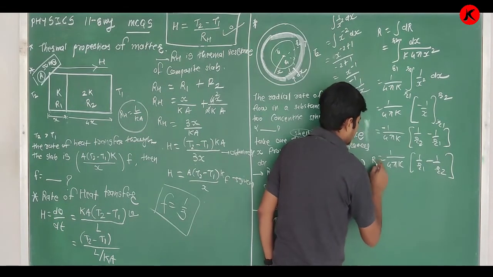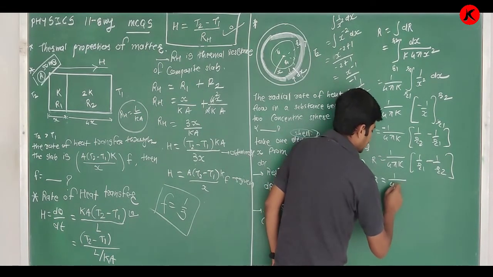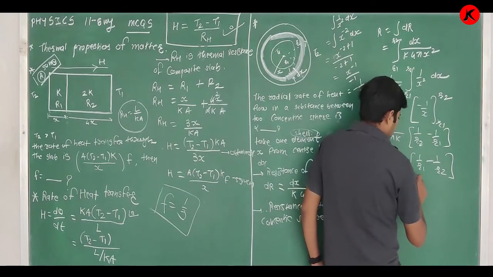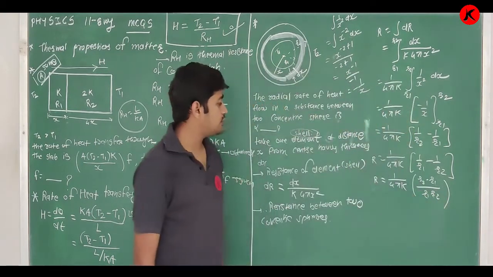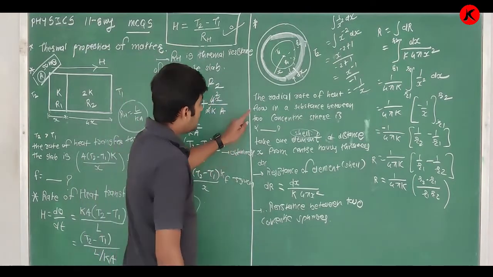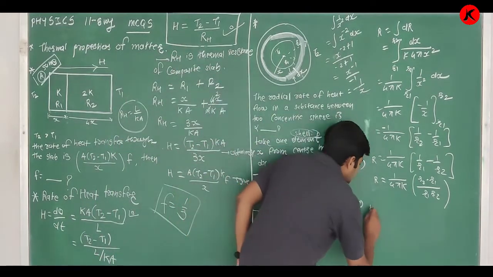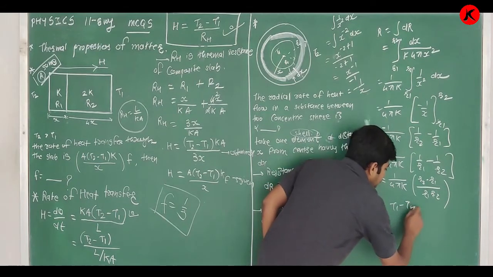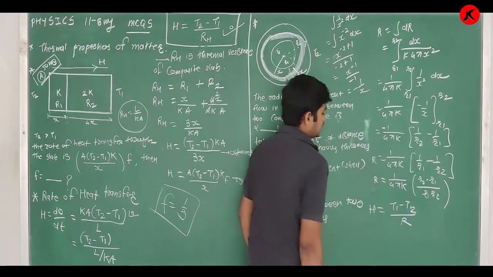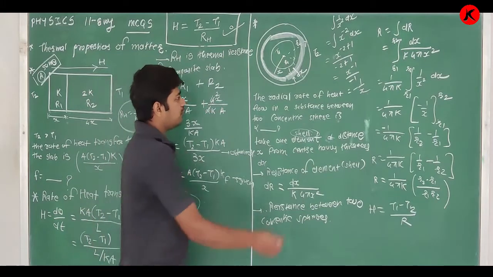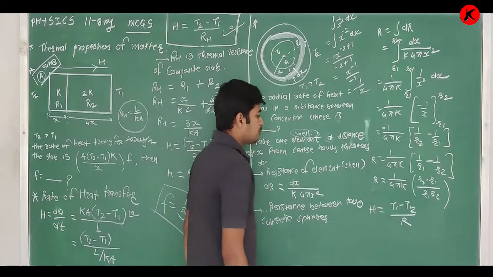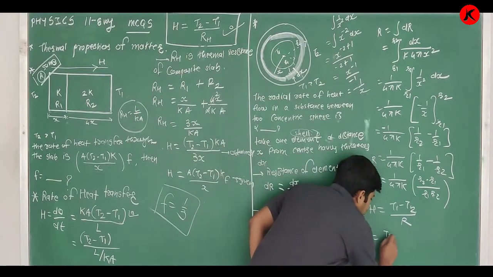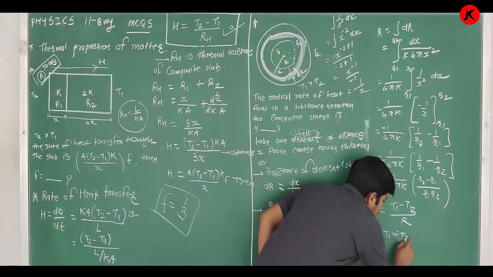Okay, now if you simplify this, R is equal to 1 upon 4 pi k, R2 minus R1 upon R1 R2. Yes, it is actually the equation of resistance. Now we have to find the rate of heat transfer. So H is equal to the temperature difference, T1 minus T2 upon R. Here I am assuming T1 is greater than T2. That's why I have to write T1 minus T2.